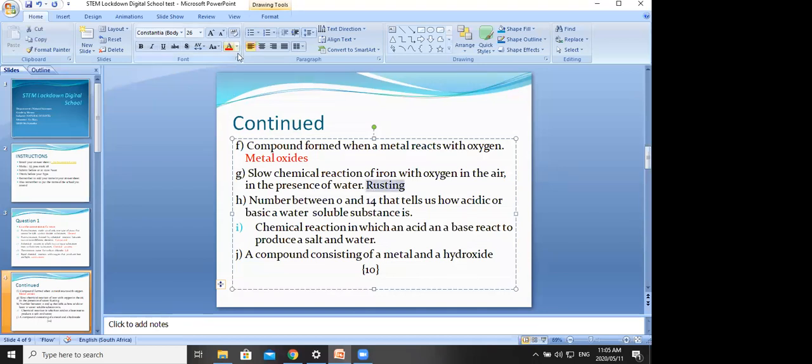Number between 0 and 14 that tells us how acidic or basic a water soluble substance is. The pH scale, yes. A chemical reaction in which an acid and a base react to produce salt and water. Neutralization. It is neutralization.